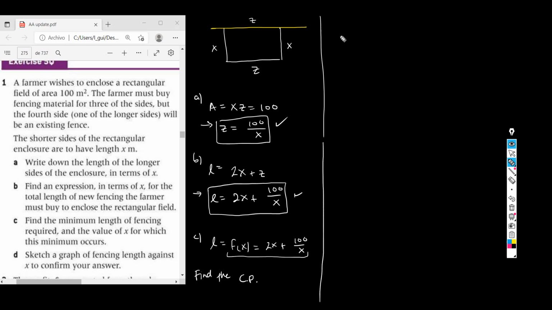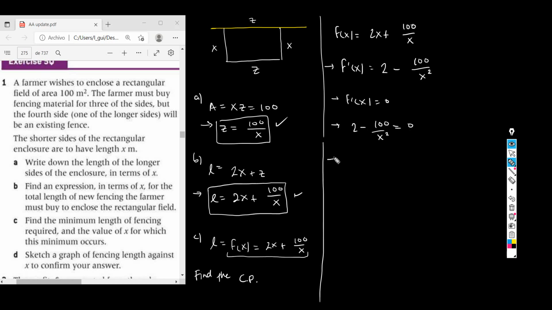So let's go over here. We have the function, and as we know by now, we have to get the derivative of this function. So that's going to be 2 minus 100 over x squared. You know how to do this already. I'm not going to be giving you the details of the derivatives. So this is the derivative. And in order to find the critical points, I need to make the derivative equal to 0. So I need to write this. There you go. And then solve this equation for x.